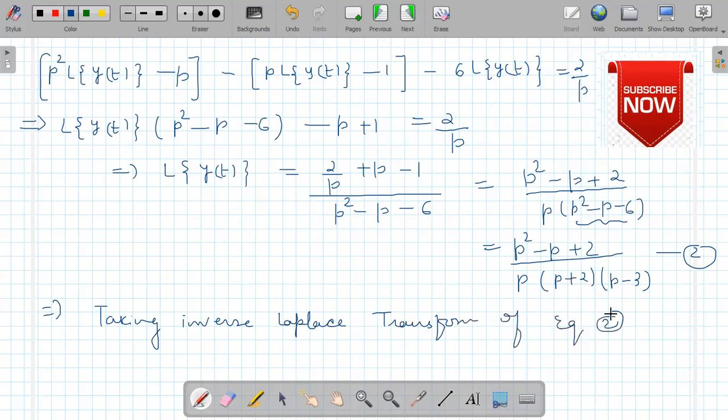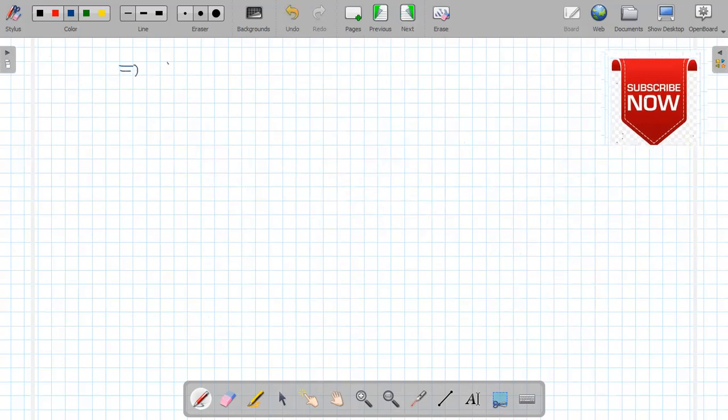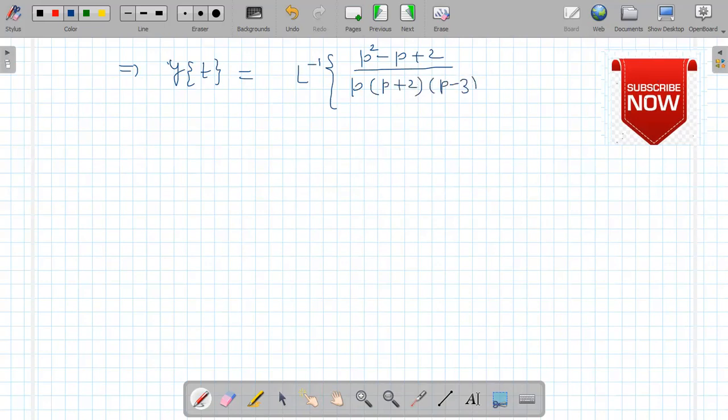Equation number 2. So when you take the Laplace inverse of L of y(t), it is simply y(t). So we have only y(t) here. And here we have L inverse of (p square minus p plus 2) over p into (p plus 2) into (p minus 3). Now you know very well how to solve it.